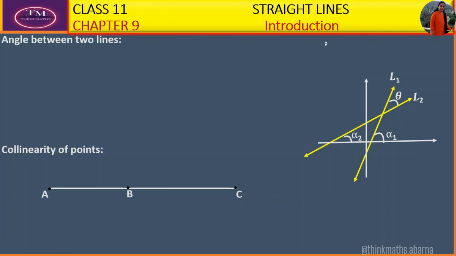So, slope of L1: L1 has the angle alpha 1, so it is tan alpha 1. Slope of L2: L2 has the angle alpha 2, which is tan alpha 2. So, using the values of alpha 1 and alpha 2, we can find out the slopes: tan alpha 1, which is m1, and tan alpha 2, which is m2. So if we find out m1 and m2, then we can easily find out the angle between L1 and L2.